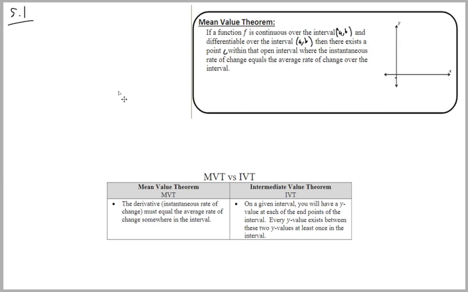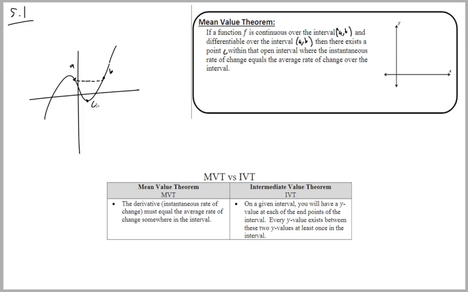So what it basically means is that if a function is continuous and differentiable, and I were to pick this point A and this point B and draw a straight line, there is a point C in between A and B. It doesn't have to be in the middle, it can be right next to A, right next to B, it could be anywhere in between A and B.